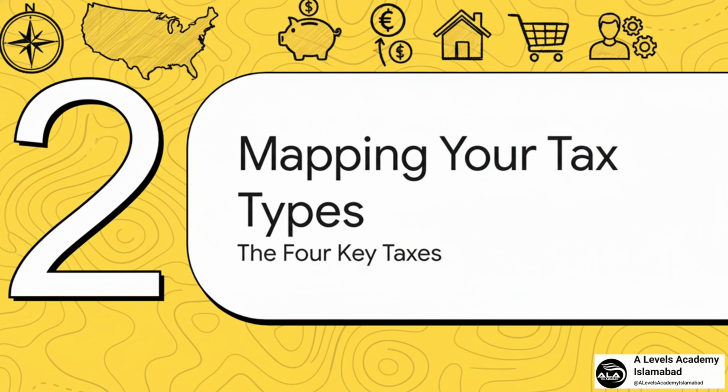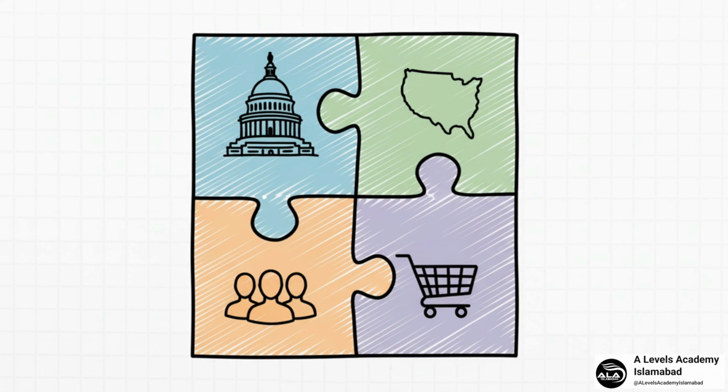Let's break them down. Okay, first up, you've got your federal income tax. That's a big one, based on your profits. Then, like we just saw, you have state and sometimes even local taxes. Got employees? Well, then you're going to be dealing with payroll taxes. That's for stuff like Social Security. And last but not least, depending on what you're selling, you'll have sales tax. See, each one is a totally different piece of the puzzle you have to solve.